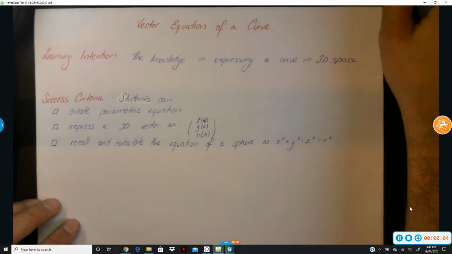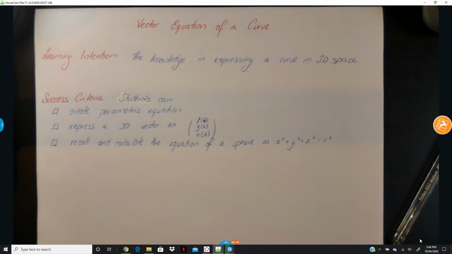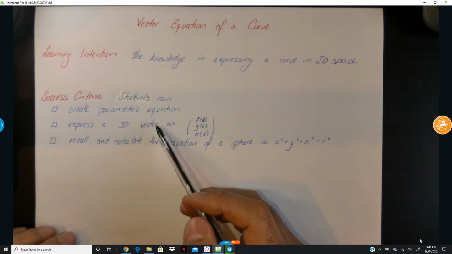Today we're looking at the vector equation of a curve. Our learning intention is to gain the knowledge in expressing a curve in 3D space. We'll be successful if we can create parametric equations.